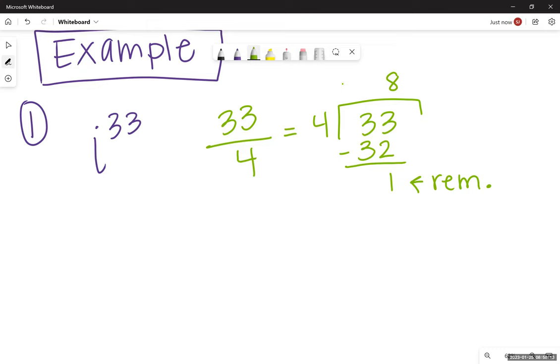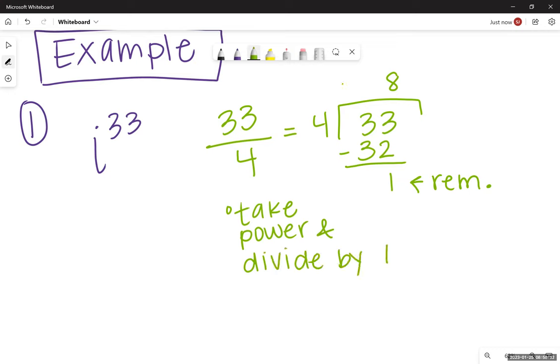So instead of doing it all by yourself, you take the power and divide by 4 and look at the remainder.